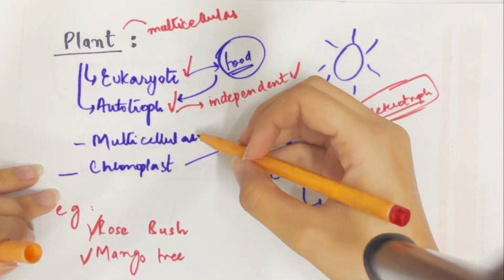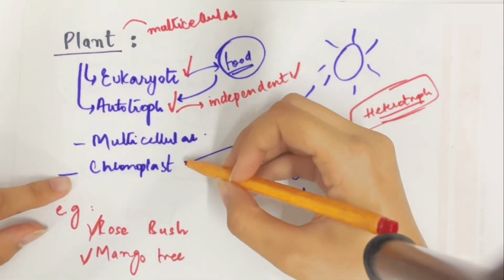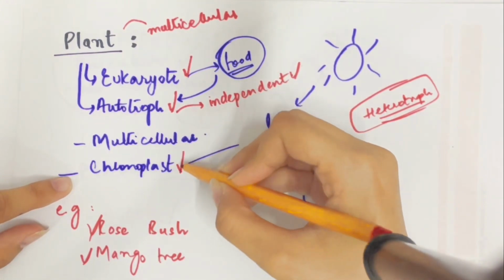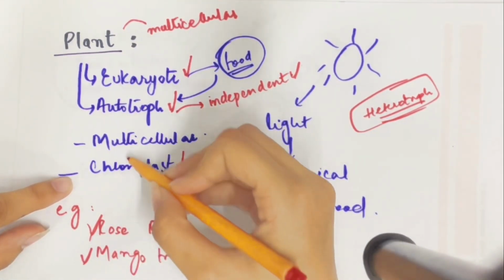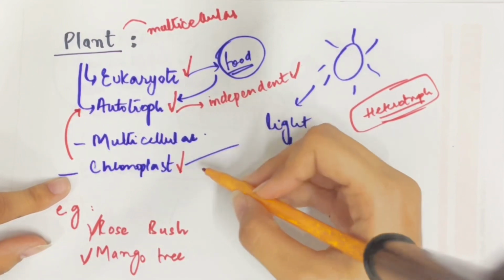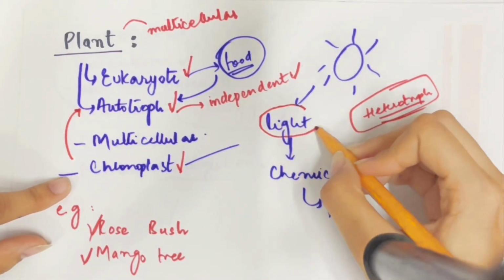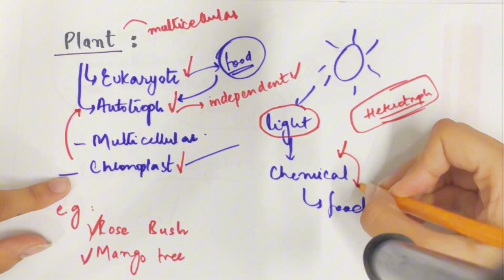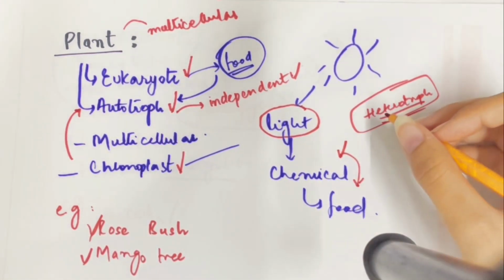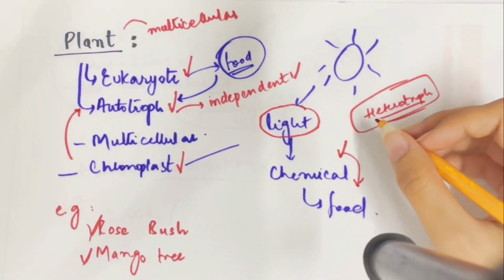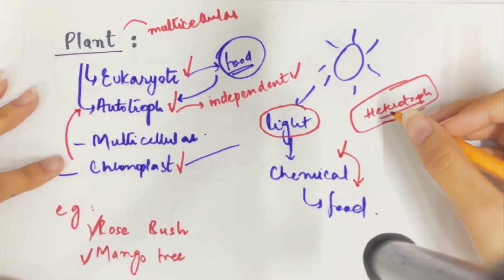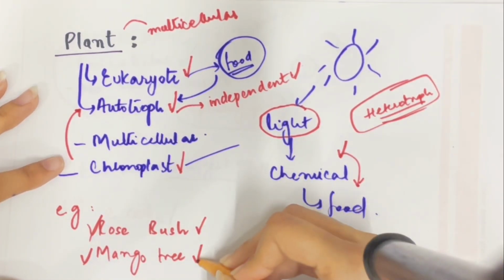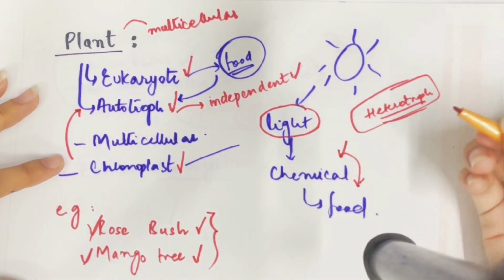They are multicellular and they include a very important organelle, the chloroplast, due to which they are termed autotrophs, since chloroplasts absorb light energy from the sun and convert it into chemical energy, which in turn forms their food. So the chloroplast is a very important organelle that a plant has. Some examples of Plantae include the rose bush and the mango tree. You have mostly seen all of them in your daily life.